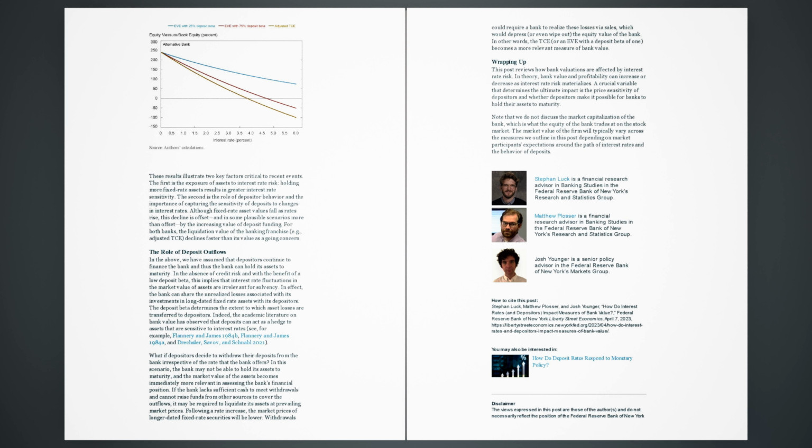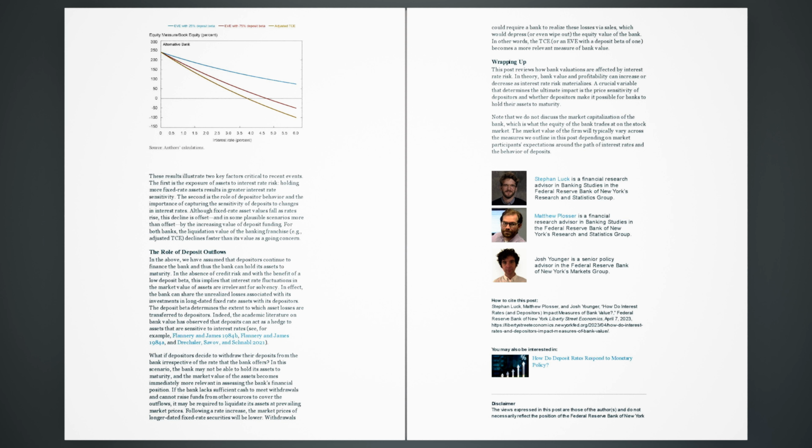If the bank lacks sufficient cash to meet withdrawals and cannot raise funds from other sources to cover the outflows, it may be required to liquidate its assets at prevailing market prices. Following a rate increase, the market prices of longer-dated fixed-rate securities will be lower. Withdrawals could require a bank to realize these losses via sales, which would depress, or even wipe out, the equity value of the bank. In other words, the TCE, or an EVE with a deposit beta of 1, becomes a more relevant measure of bank value.